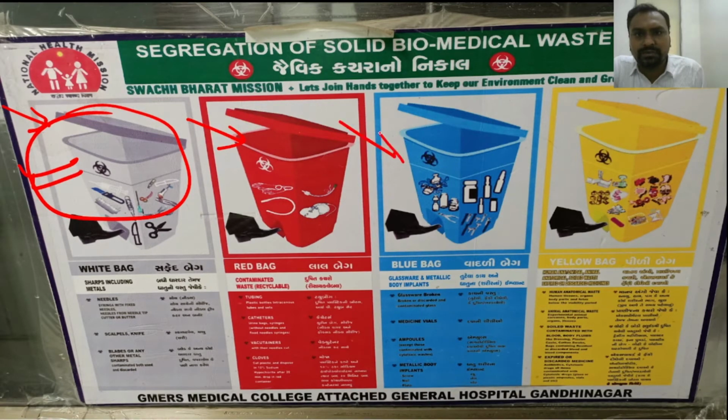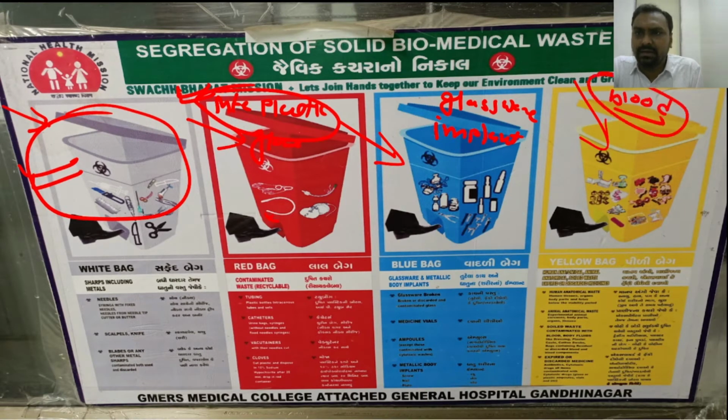While blue is specific for the glassware and metallic implant. While in the yellow bag, all the blood contaminated materials like even gauze piece, even tissue paper, tapes, or linen, everything you have to keep in the yellow. You can also put chemical waste here, or discarded medicines, etc. in the yellow bag.